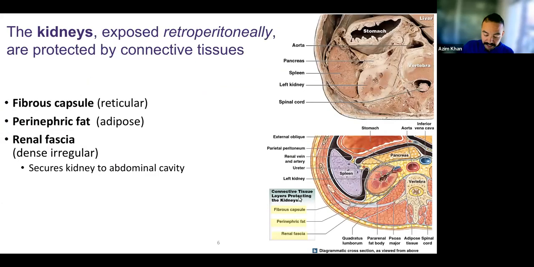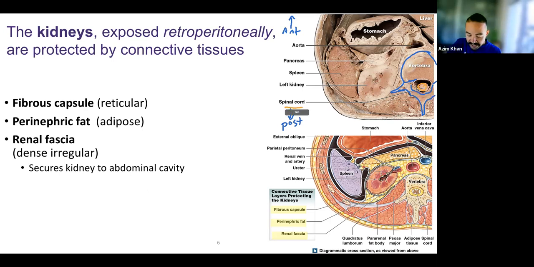Kidneys, as I mentioned, can be found retroperitoneally. In these diagrams and photo we have on the right side, this is from a cadaver on the top right, and an illustration of the same thing on the bottom. This way is anterior, this way is posterior. We know that because we can see a vertebral body right here, and the spinous process. We can see a spinal cord in the center.